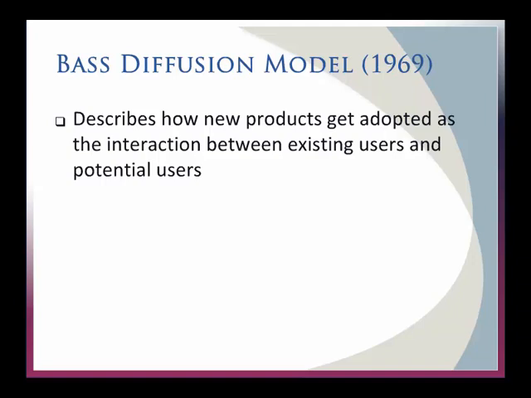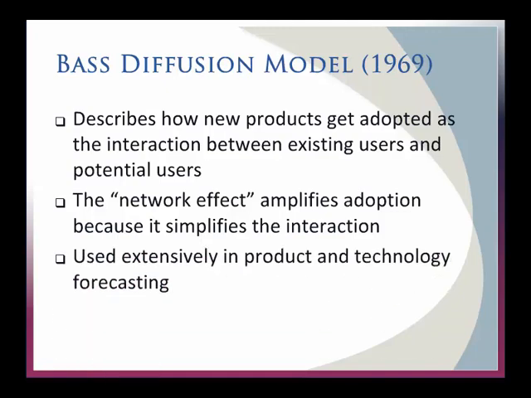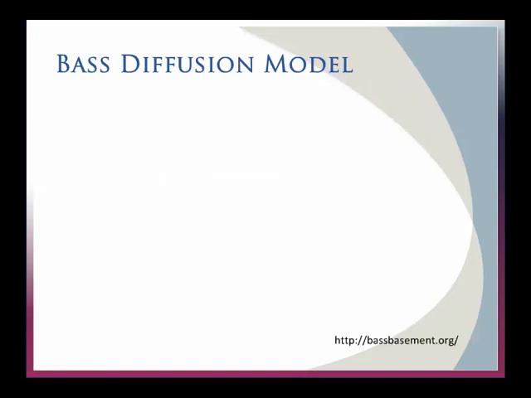Think about how you decide what apps you have on your iPad or your Android tablet or your cell phone. I'll bet everybody has at least one app that they got because a friend told them it was cool or it was useful. We all do this. And so Bass tried to model this, among other things. So he addresses this thing called the network effect, which amplifies adoption because it simplifies this interaction. It's used extensively in product and technology forecasting. So folks who are investing in new companies and new technologies use the Bass diffusion model.